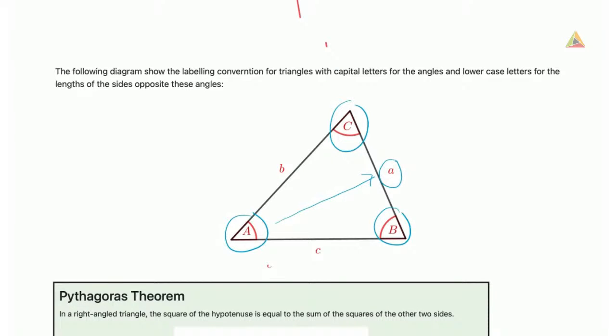If we look at the side b, it's opposite the angle capital B, so again we use lowercase, so small b. And then we have the side c, which is opposite the angle big C, so that's this side here, and again we use lowercase. So when you're labeling sides you use lowercase, but when you're labeling angles you use uppercase.